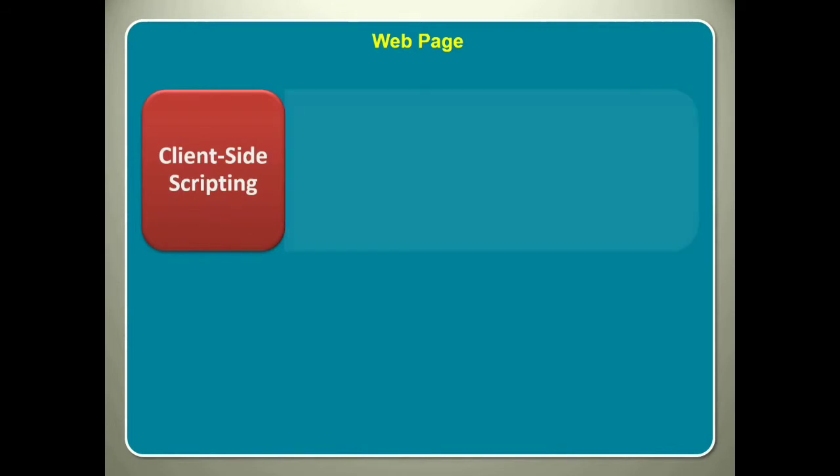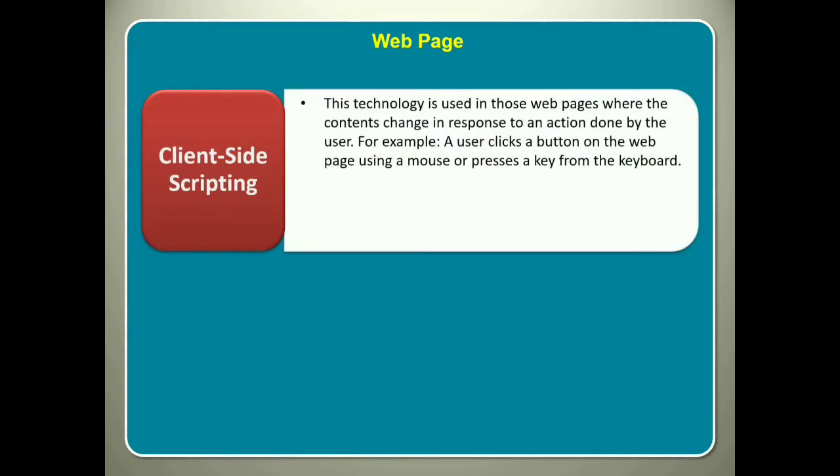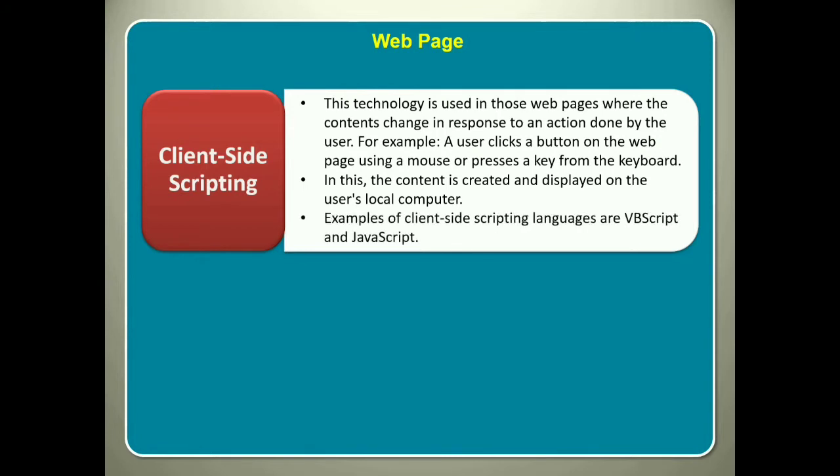Client-side scripting. This technology is used in those web pages where the contents change in response to an action done by the user. For example, a user clicks a button on the web page using a mouse or presses a key from the keyboard. In this, the content is created and displayed on the user's local computer. Examples of client-side scripting languages are VBScript and JavaScript.